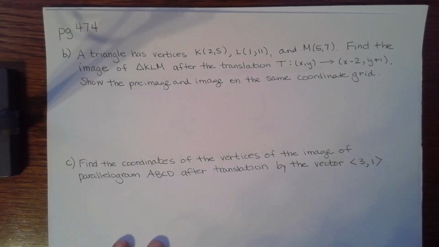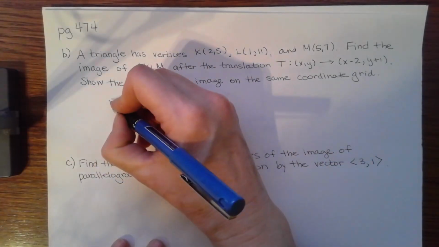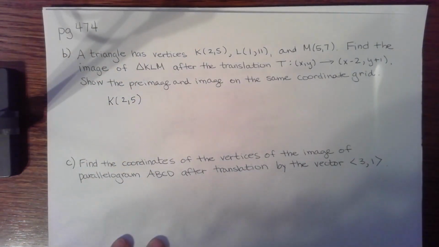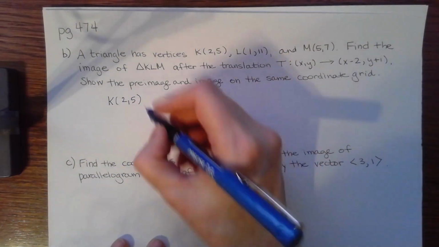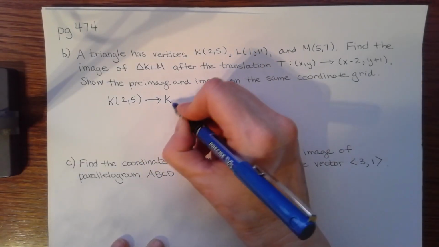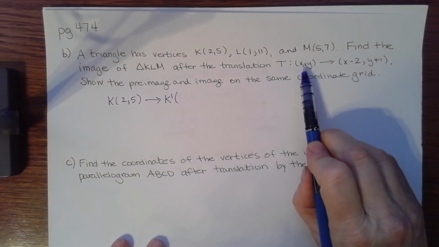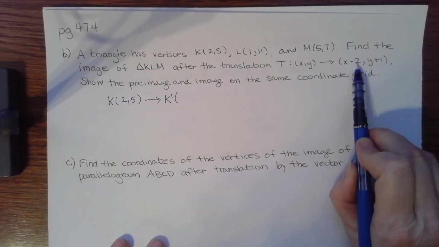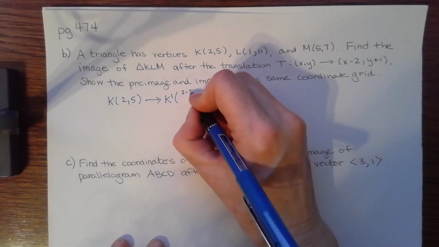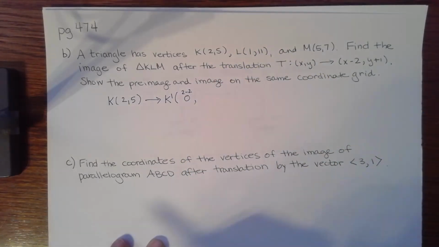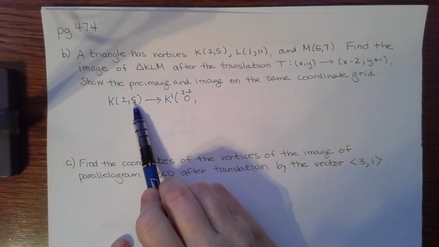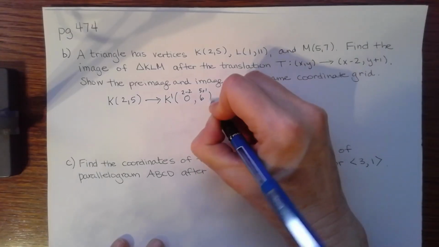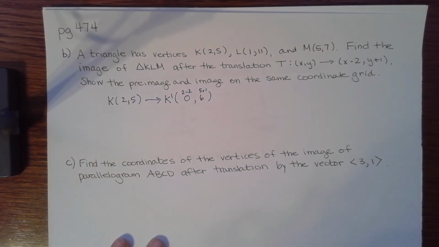Okay, so we should be able to just figure out. All right, so we started with K, which was (2, 5). And after it goes through this mapping, this is going to become K prime. And our rule says that we're going to take the X value, in this case 2, and we're going to subtract 2 from it. Okay, so 2 minus 2, that's 0. And then to find the Y value, we'll take the Y value, which is 5, and add 1 to it. So 5 plus 1, that's 6. So our K prime should be (0, 6).